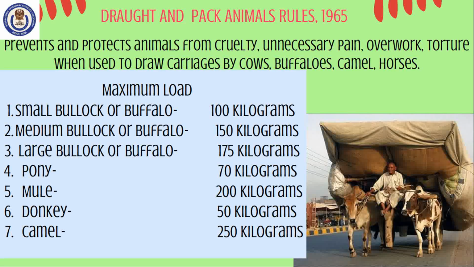Not only cows and buffaloes, it even protects camels, horses, mules and other animals which are usually used for draught purposes. It also specifies the amount of time they have to be worked for, or the type of road they have to be on, like the slope of the road, the inclination. All such specifications are also made under this rule.